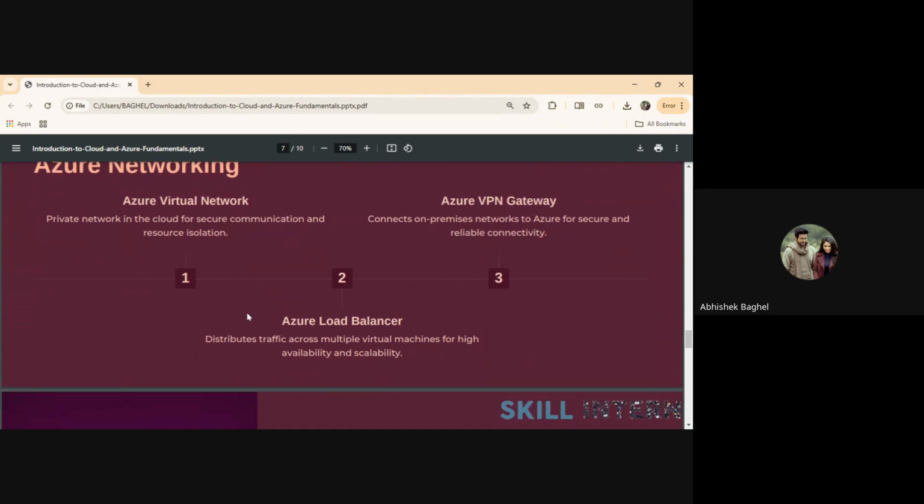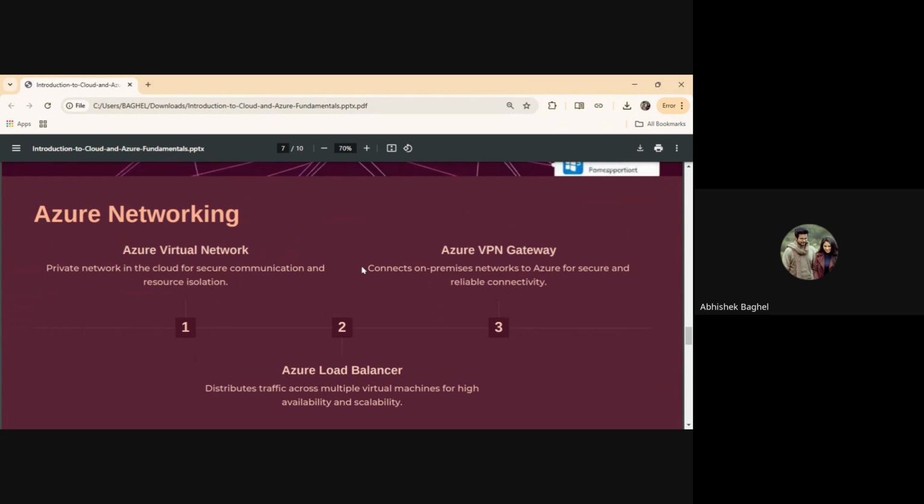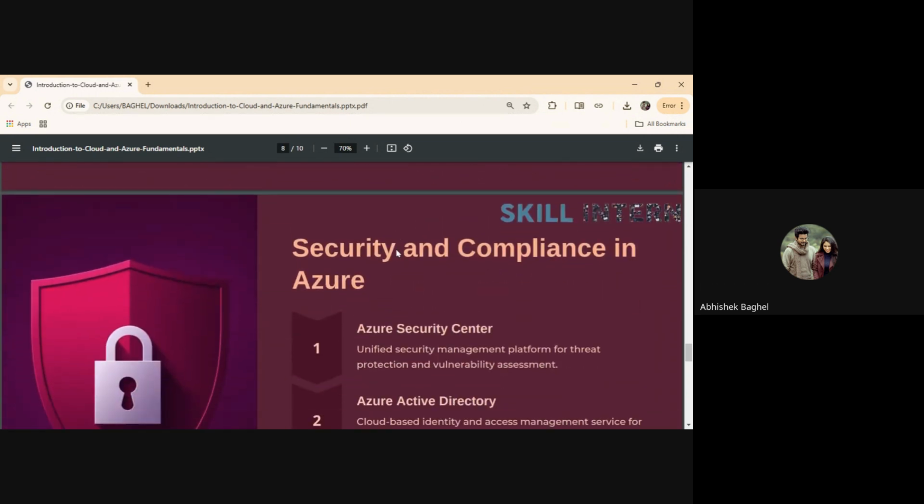Okay, load balancers do the distribution of traffic, as I said. A gateway connects the on-premises network to Azure for secure, reliable connectivity, a virtual private network. Okay, these are these only.